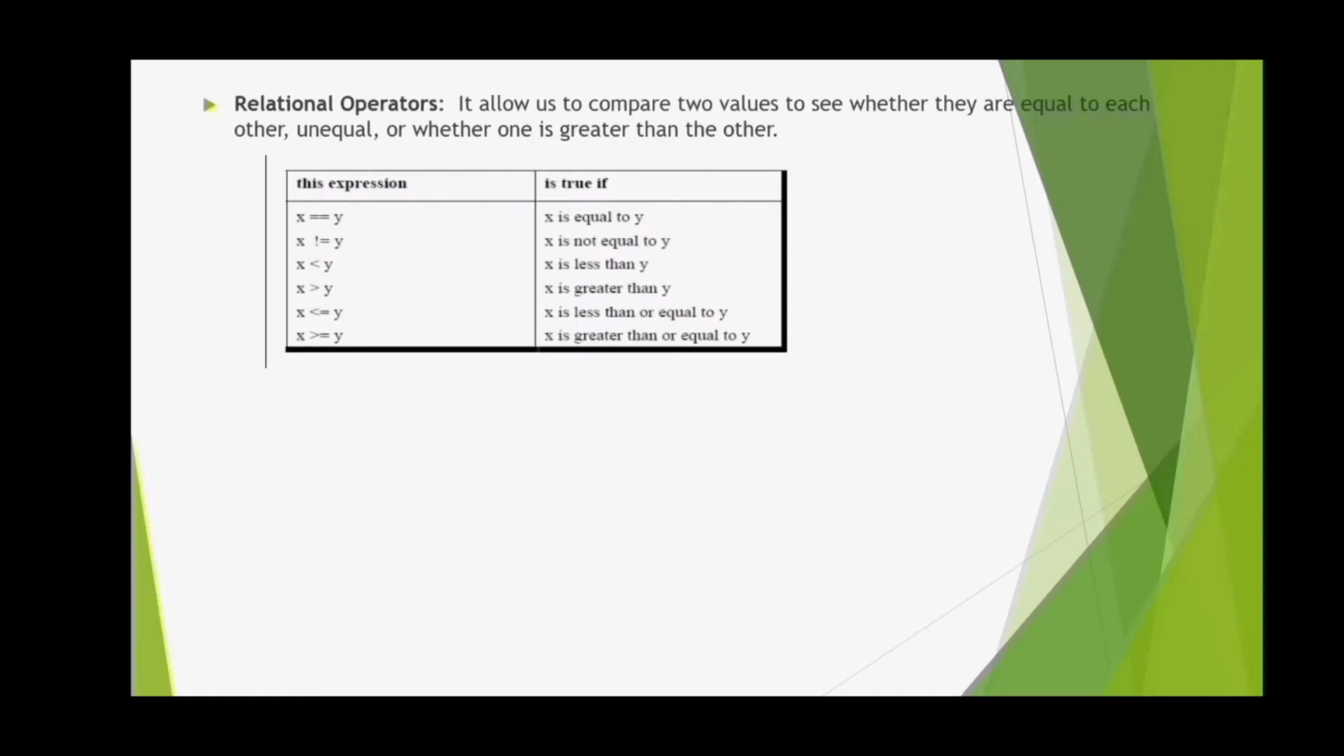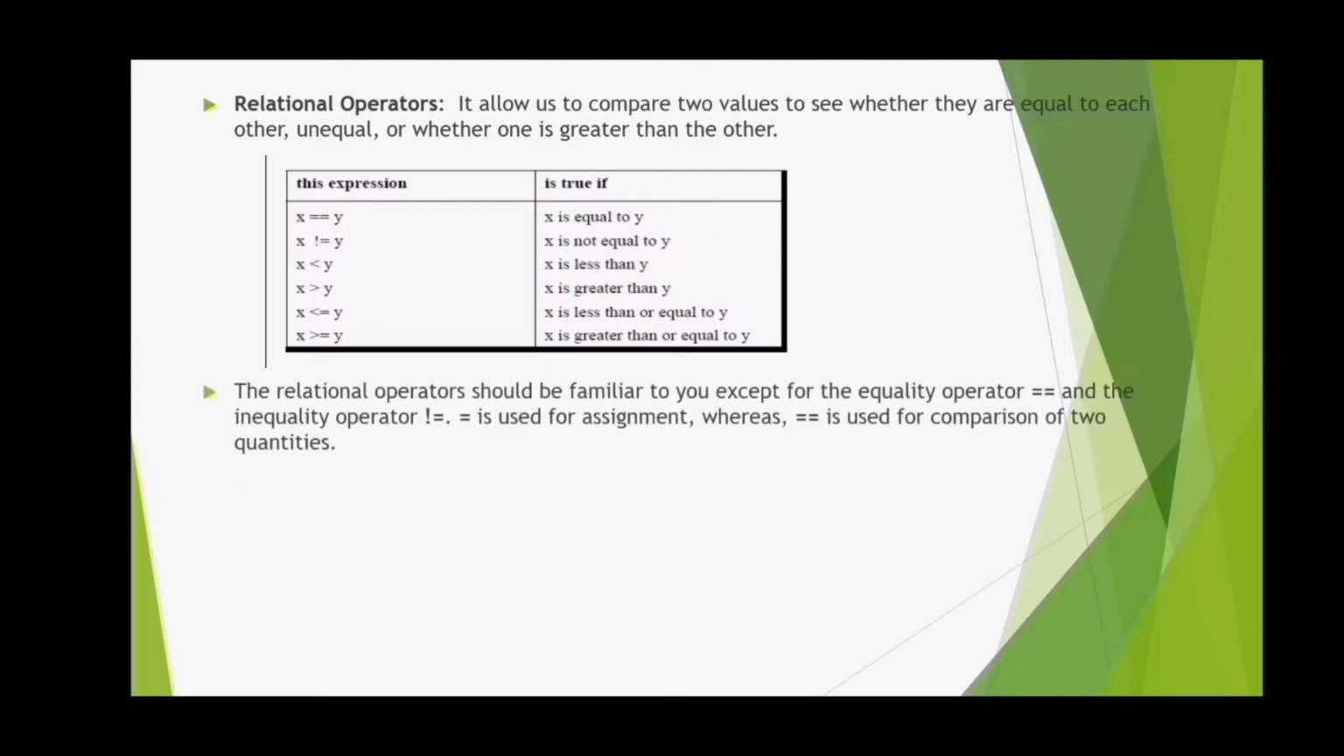They allow us to compare two values to see whether they are equal to each other or unequal to each other, or whether one is greater than the other. So here are some expressions like x == y. Here in C, == means equal to. x != y means x is not equal to y. So move to the next point.